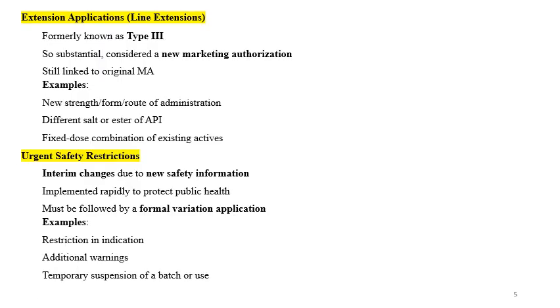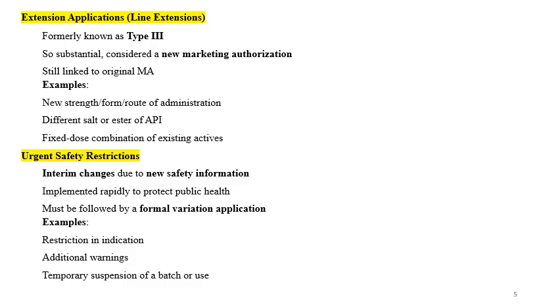Then coming to the extension applications or line extension, these were previously known as type 3. These are substantial, considered a new marketing authorization still linked to the original marketing authorization. Examples are new strength, form or route of administration, different salt or ester of API, and fixed dose combination of existing actives. For the US, these extension applications are called 505(b)(2) type of applications. It can be understood from the examples for the extension applications.